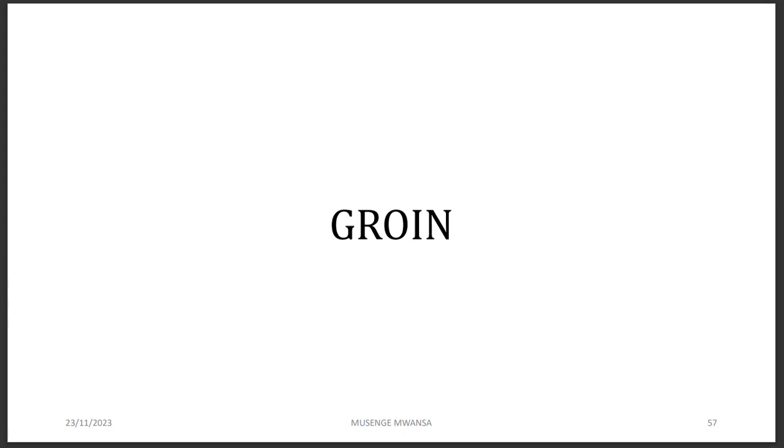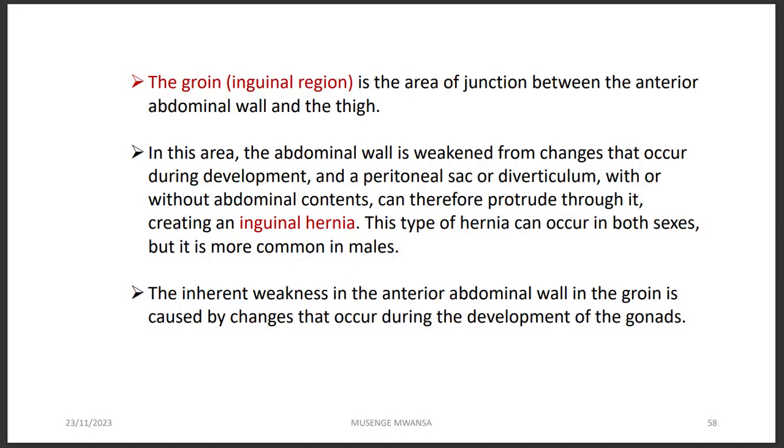Okay, so we'll look at the groin. The groin is also known as the inguinal region. It's a region or the area that is found between the anterior abdominal wall and the thigh. The anterior abdominal wall and the thigh, that region is what is known as the groin.